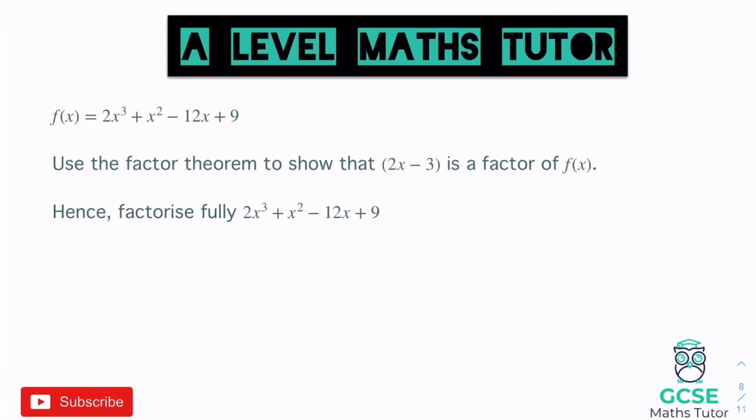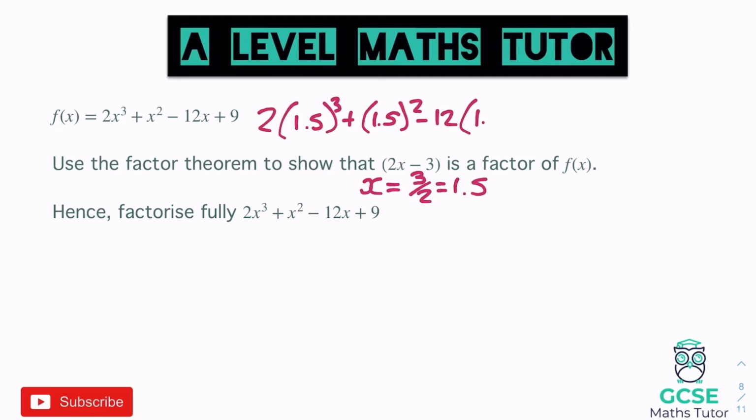Okay, so the solution for this bracket then, x is equal to positive 3 over 2, or 3 over 2, which is 1.5. So what we need to sub into our calculator for the first bit is 1.5. So we've got 2 lots of 1.5 cubed plus 1.5 squared minus 12 lots of 1.5 and then plus 9 at the end. So let's type all that in and see what we get. So 2 lots of 1.5 cubed, plus 1.5 squared, take away 12 lots of 1.5 and then plus 9, and that equals 0.